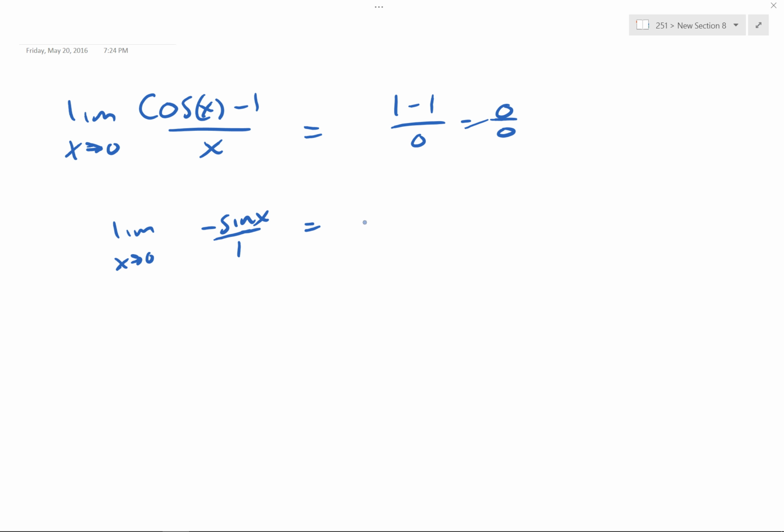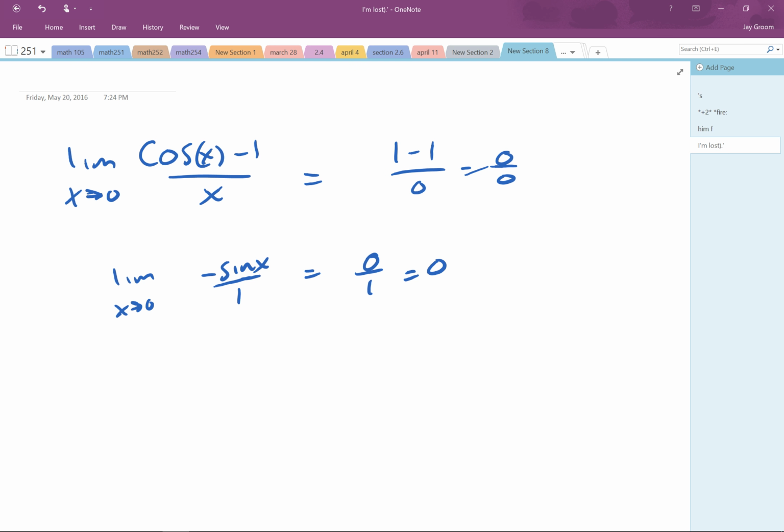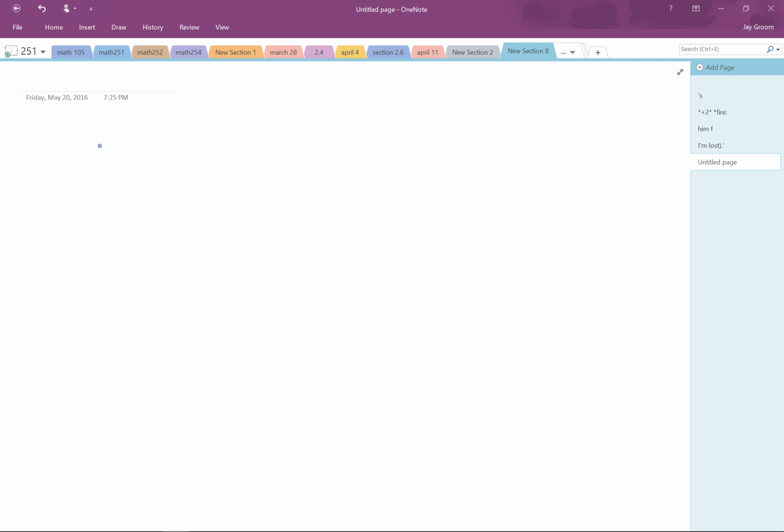Take the limit of that as x approaches 0. Sine of x is 0. 0 over 1 is, in fact, 0. So those are some nice, easy ones. You can do a whole bunch of these. We do them all day long.